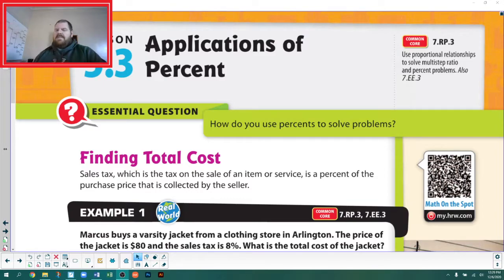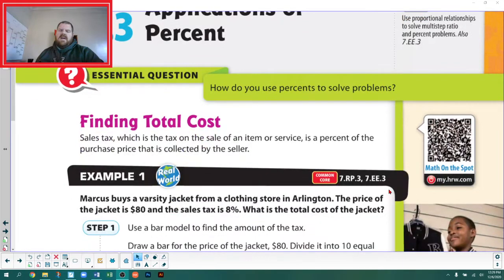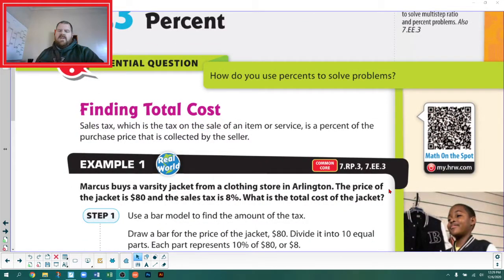The first section is about finding total cost. It says that sales tax is a tax on the sale of an item or a service, is a percent of the purchase price that is collected by the seller. Now, we in Oregon are lucky enough not to have a sales tax.